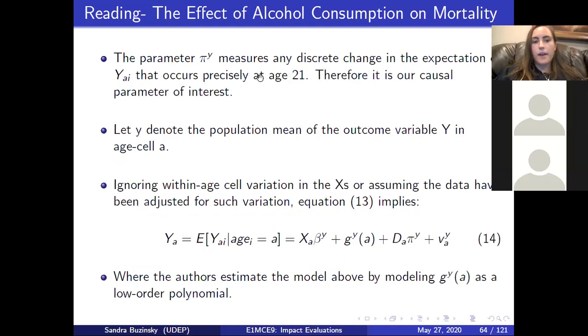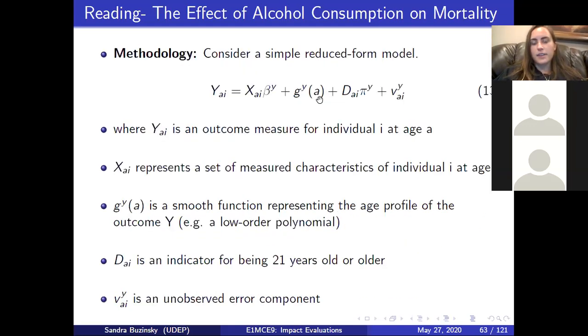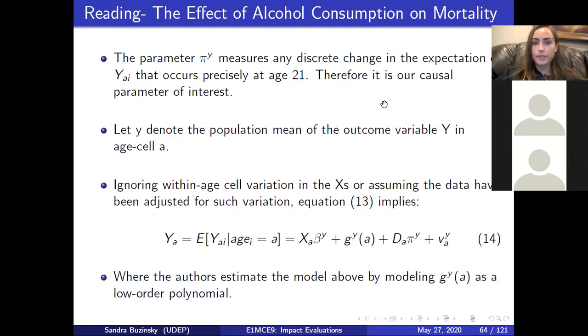So this pi_y, which is attached to the dummy variable for being 21 or older, will measure any discrete changes in the expectation of our outcome that occur precisely at age 21. So it's our causal parameter of interest. So let y-bar denote the population mean of the outcome variable y in age cell a. They're using basically population average outcomes for mortality. That's why they do this.